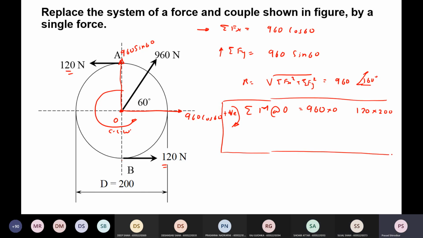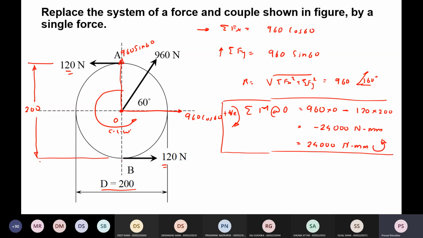No, for a force couple it is the perpendicular distance. Diameter is given as 200. So it will be into 200 and it will be minus. That comes out to be minus 24000 Newton millimeters. You can write it in this way also, and it is minus, so it is 24000 Newton mm in the counterclockwise direction.